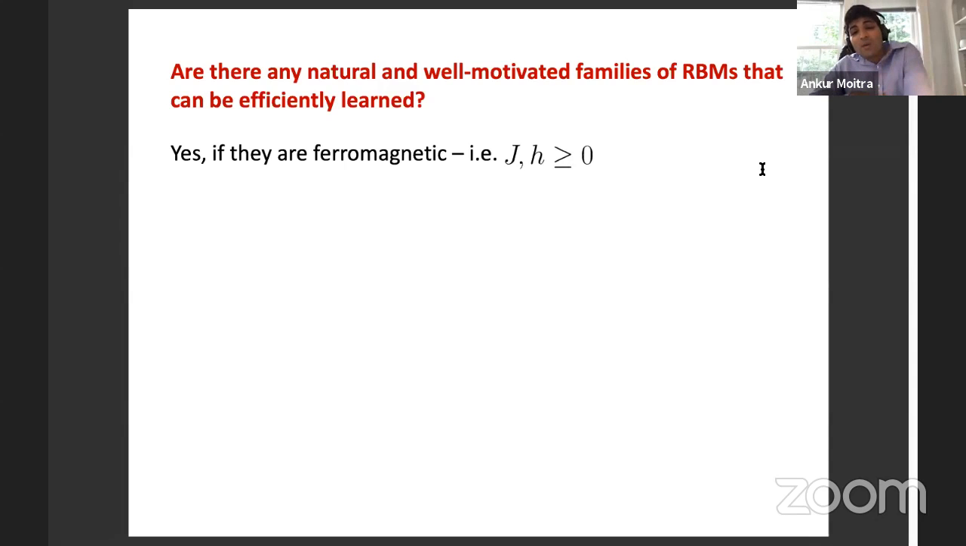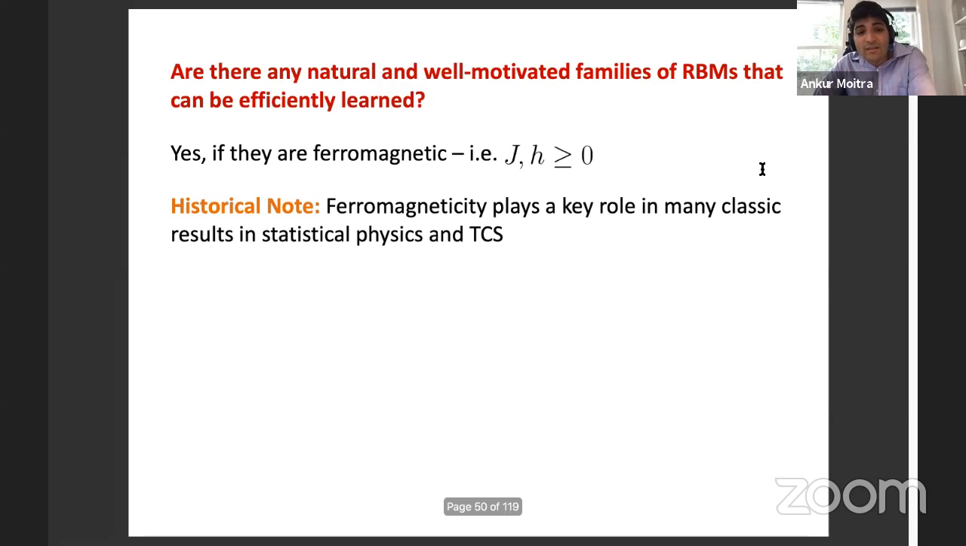So in that case, ferromagneticity is defined as you assume that the interaction matrix J is entry-wise non-negative, and the same for the external field. What this means in terms of the distribution is that the spins that you observe are positively associated. When one spin is +1, it makes the other things more likely to be +1. So you can't create some pretty nasty cancellations that you could otherwise.